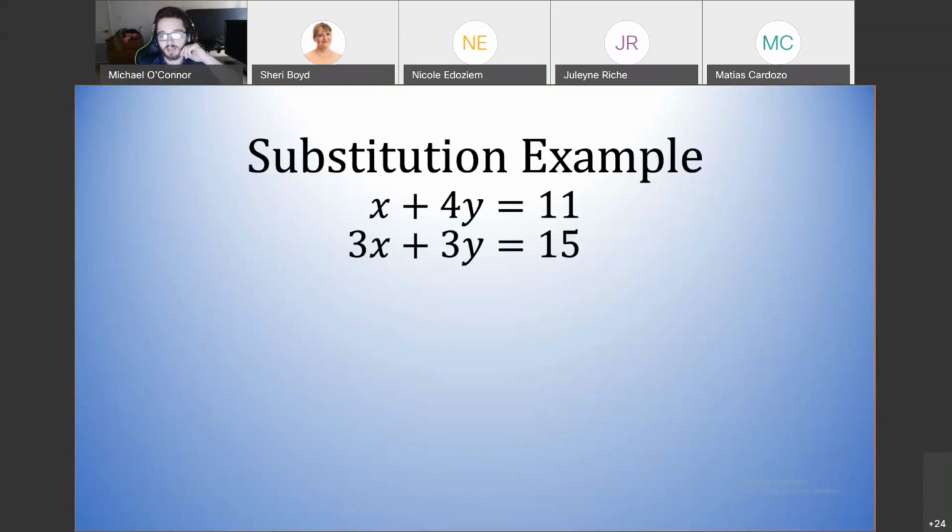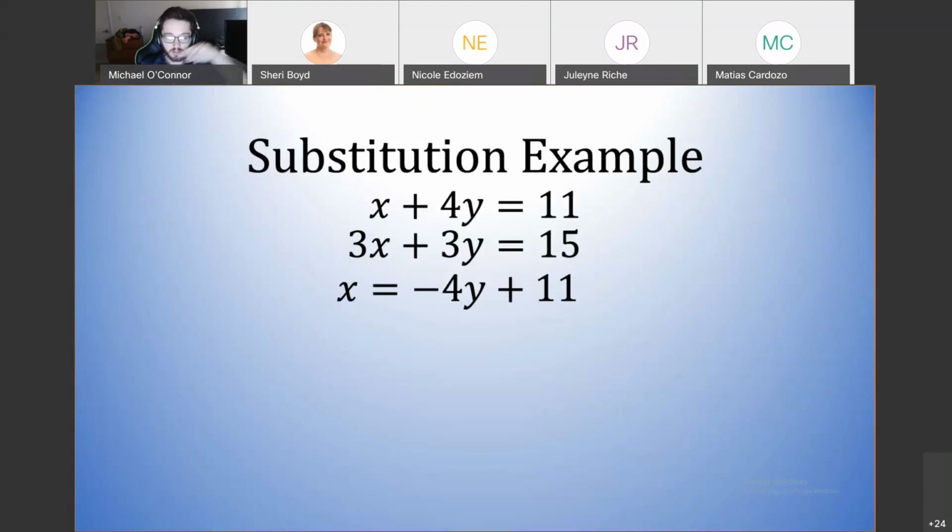So you can see here in this top equation that there's an x in the top left corner with a coefficient equal to 1. So this would be a nice time to use substitution, since we can just subtract one of the terms over and then we have a solution to our equation. So I'm just going to subtract the 4y over, and I get x equals negative 4y plus 11.